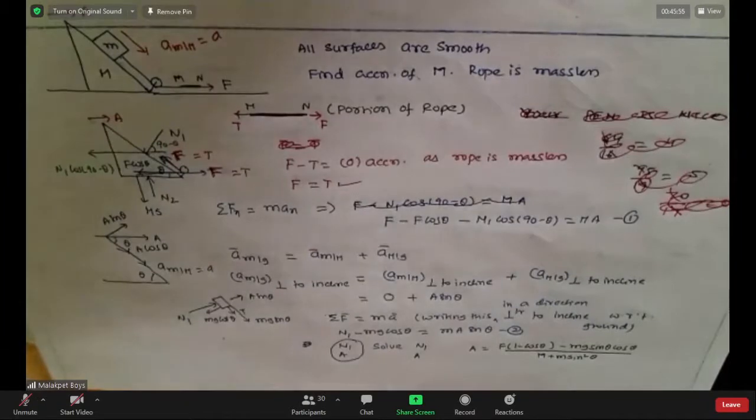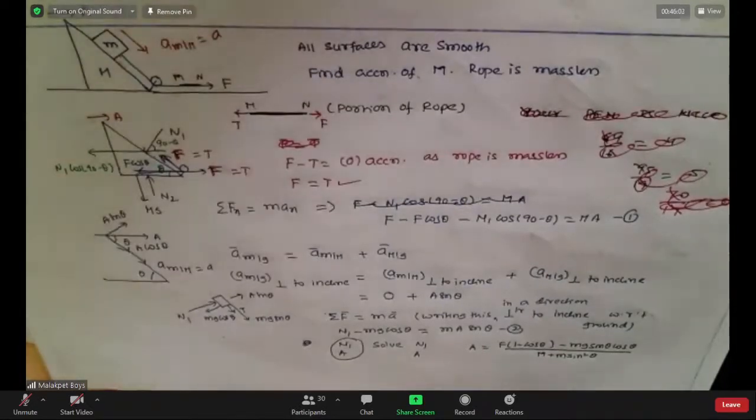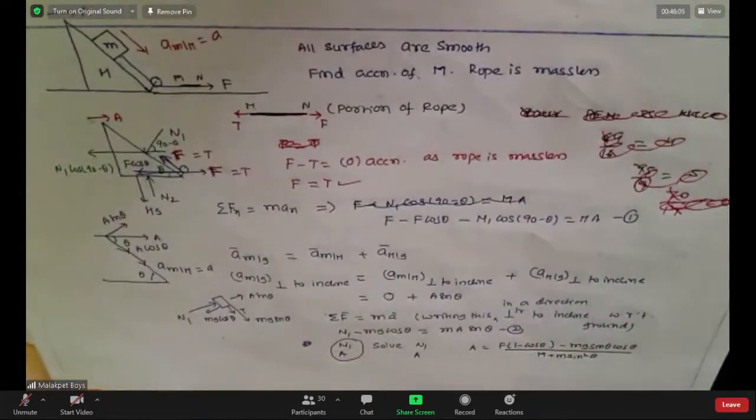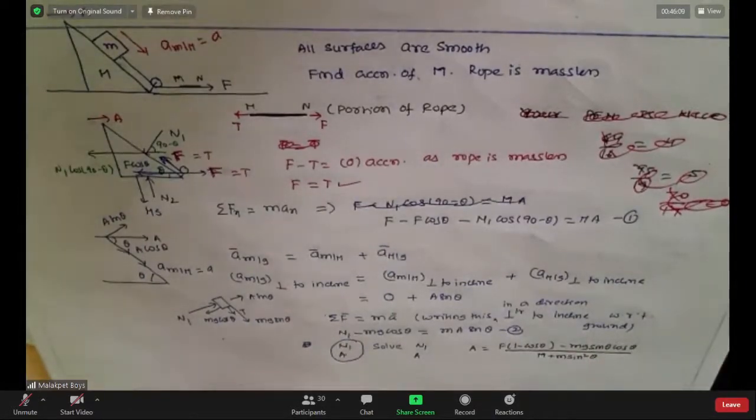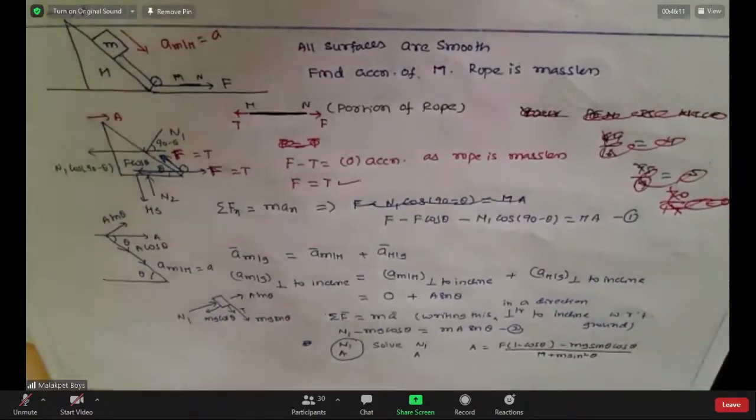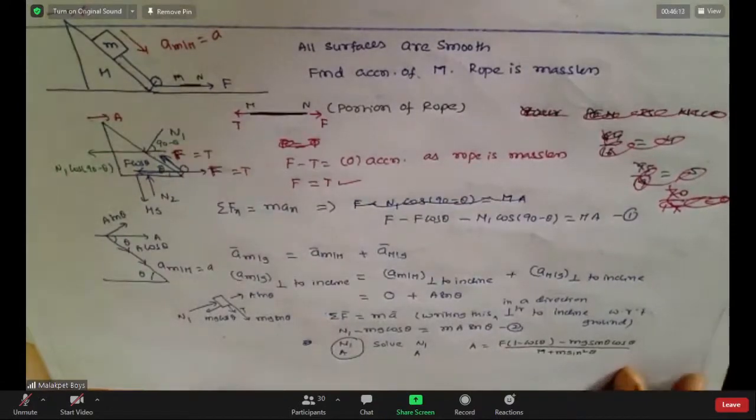Suppose we want to solve this with respect to non-inertia, that means small m with respect to capital M. Shall I turn this? Complete, sir. Done. Now let us attempt this problem.